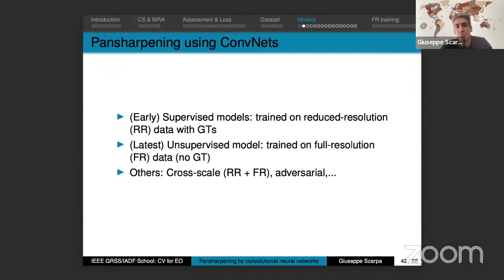In addition to these main categories, there are also examples of hybrid solutions that, for example, combine reduced resolution and full resolution losses, or introduce adversarial loss terms and other tricks. In this talk, we will mainly focus on the first category and partially on the second approach, that is based on full resolution training.